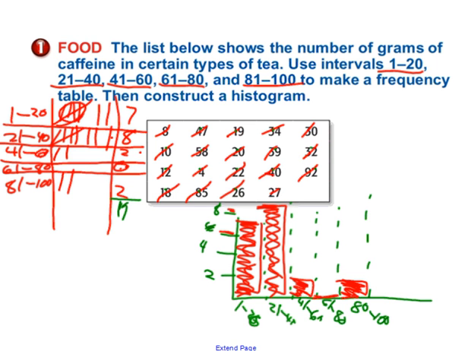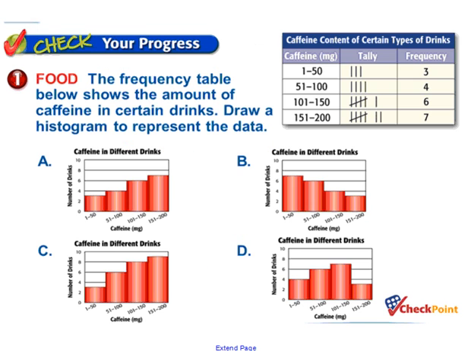It's taking this same data that's represented right here in this table and representing it in a more pictorial, easier way to interpret or understand. Let's look at this one. It says the frequency table below, which I moved up over here, shows the amount of caffeine in certain drinks. Draw a histogram to represent the data.